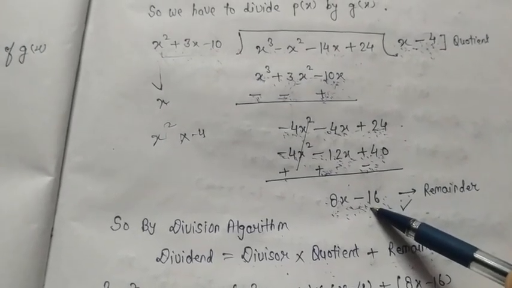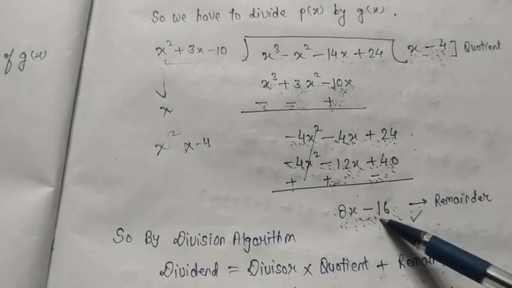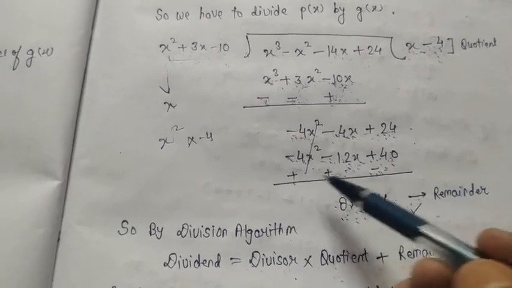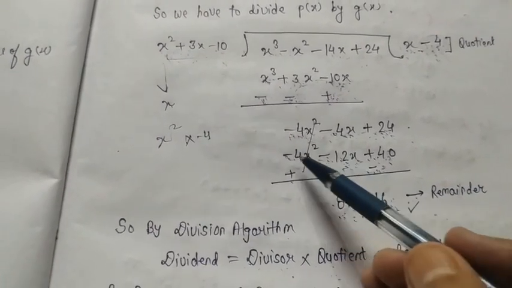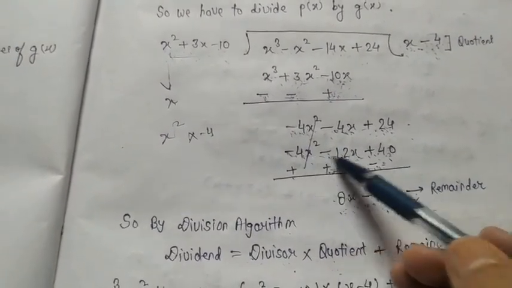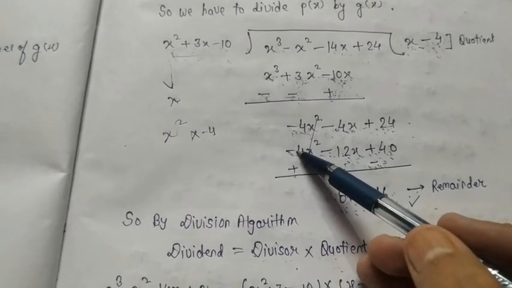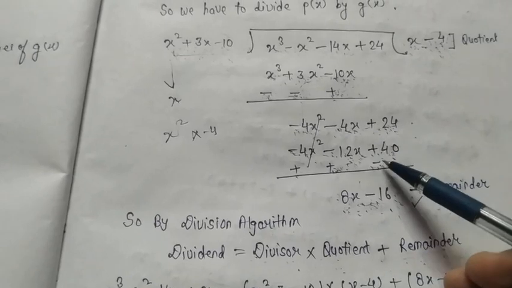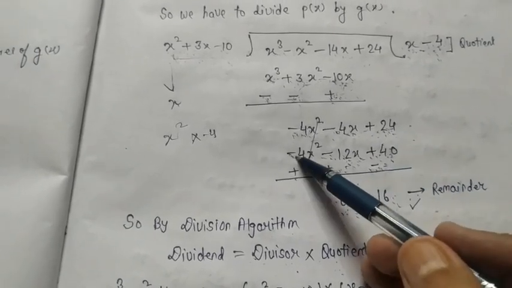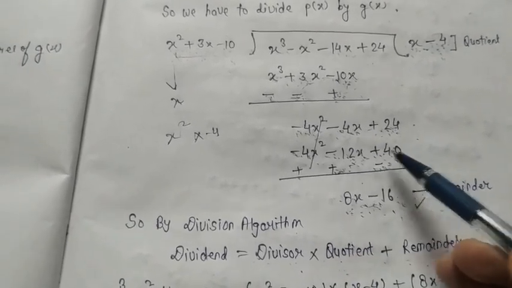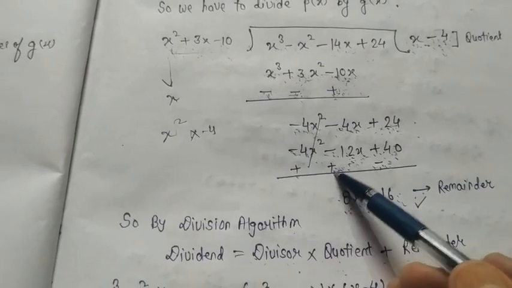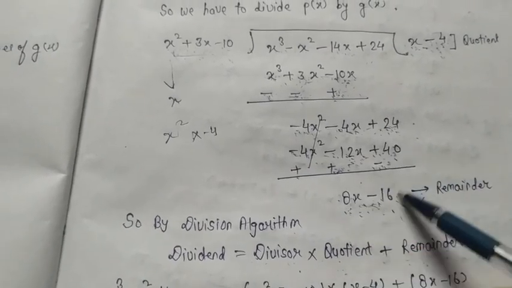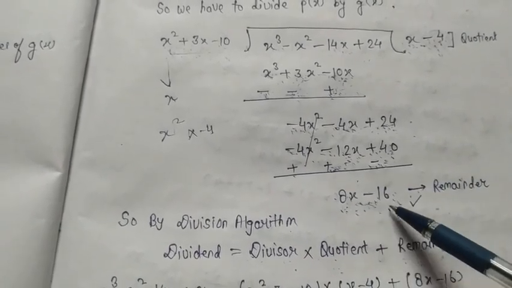Most students face problems with how the sign changes. So just see these terms, and whatever sign is there, just reverse it. If minus is there, it will be plus, and when plus is there, it will be minus. And ignore the original sign; we have to see only the changed sign. Okay, so after solving this, we will get 8x minus 16.